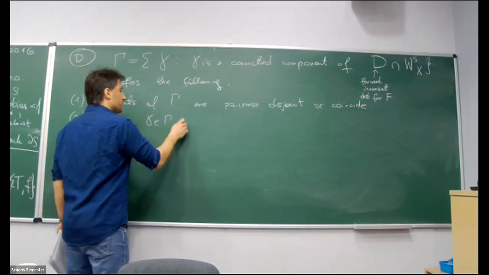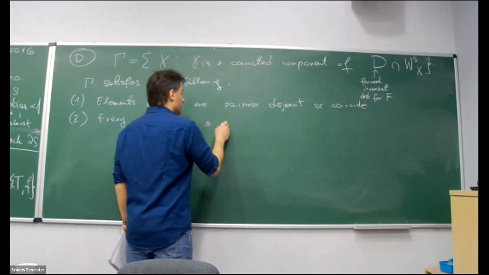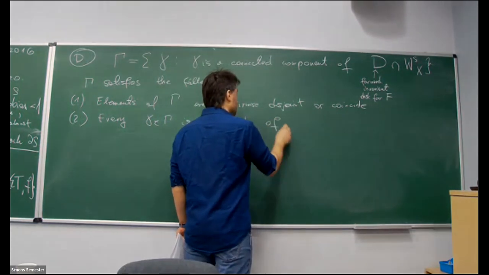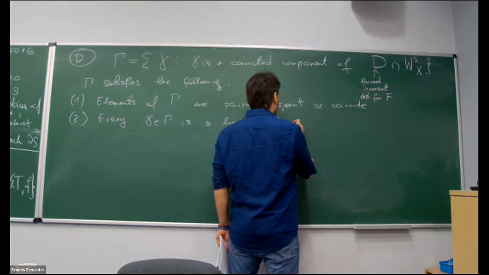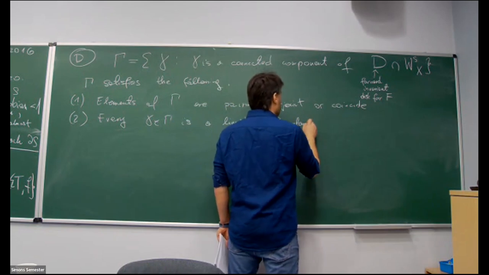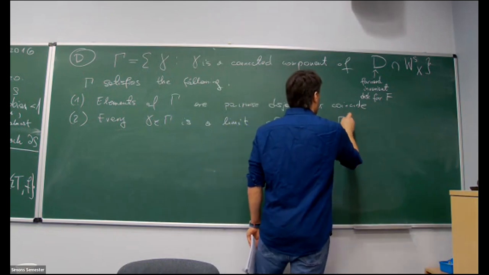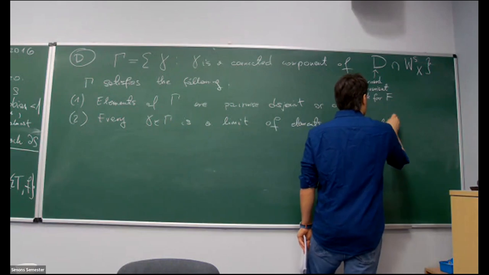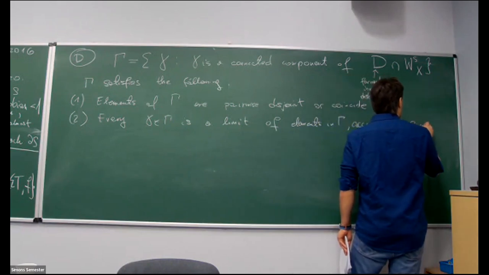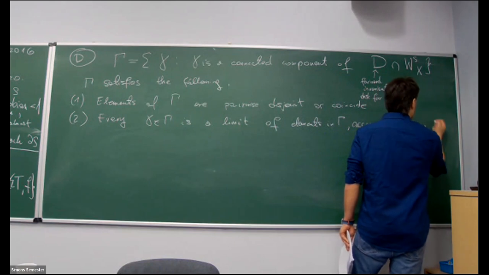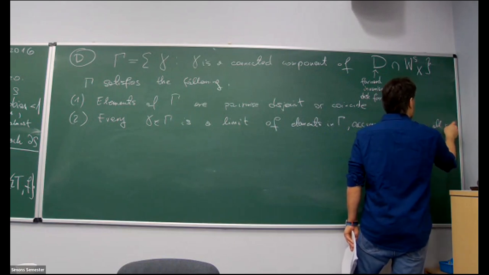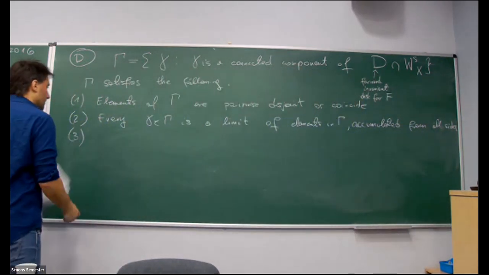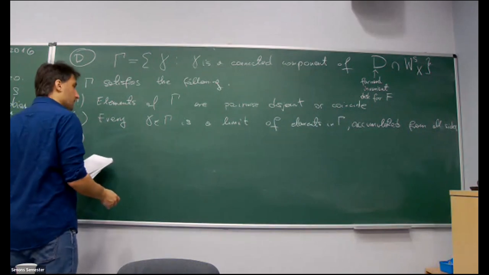Every gamma in Gamma is a limit of elements in Gamma that was accumulated from sort of all sides. Then, how many sides can it have?